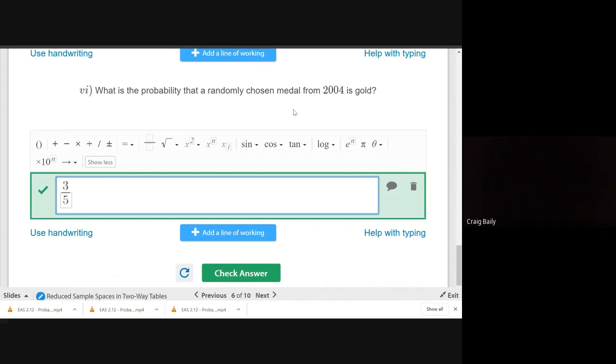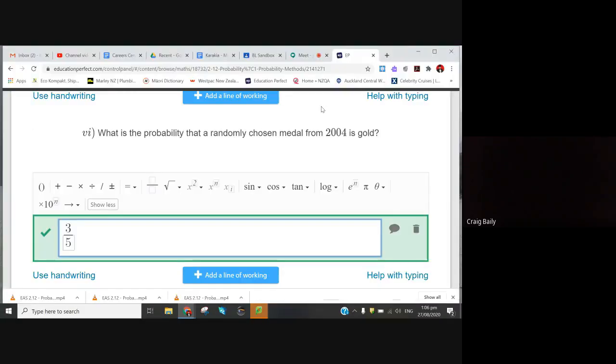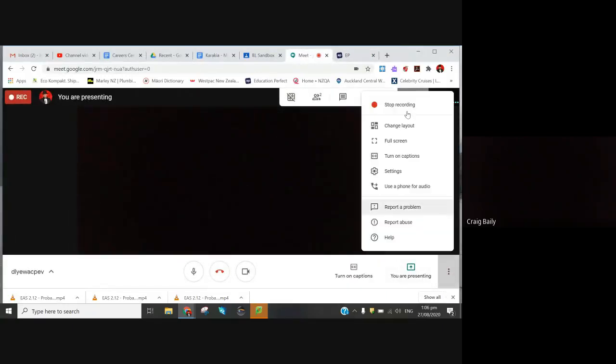Good job. All right. Hope that was helpful, a little bit of practice on finding probability from a two-way table given reduced sample space.